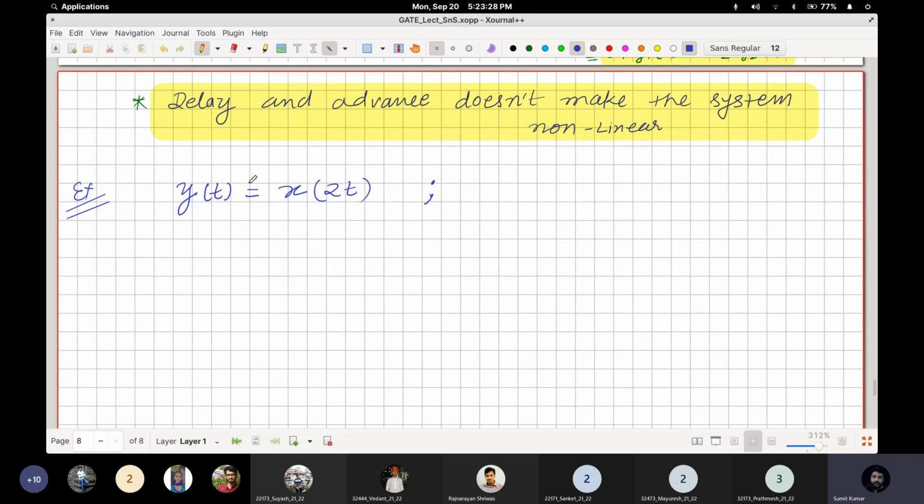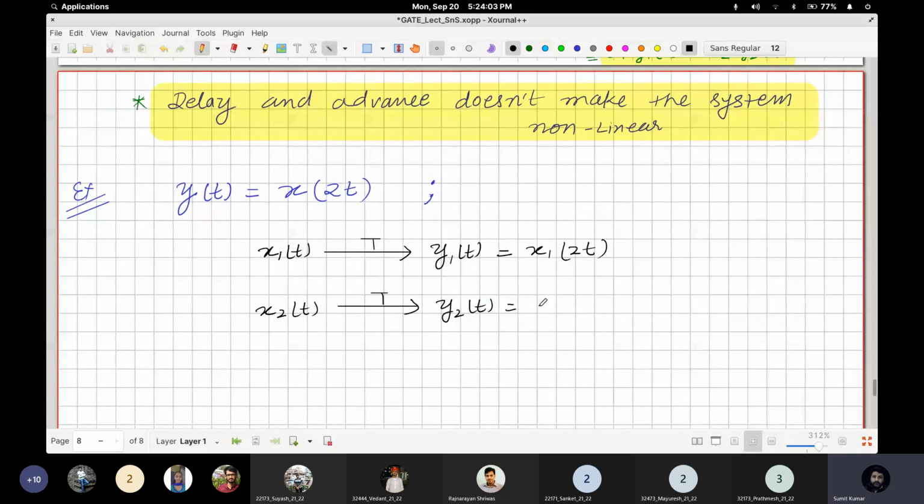Okay, let's check this again. Let's say x1(t) is the input of the system, and because of x1(t), our output is, let's assume that to be y1(t). Then what will y1(t) be equal to? It will be x1 of 2t, isn't it? Similarly, if x2(t) is the input to the system, what is going to be the output? Let's assume that to be y2(t), and y2(t) will be equal to x2 of 2t, isn't it? This is from the problem only.